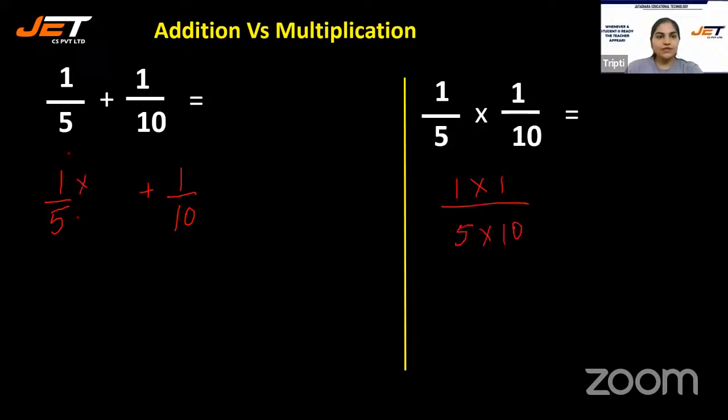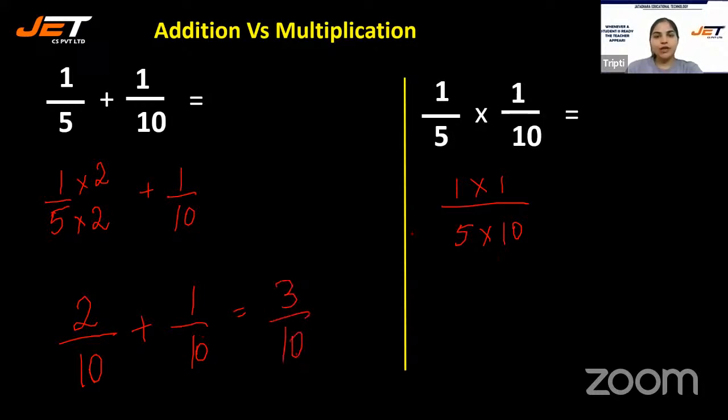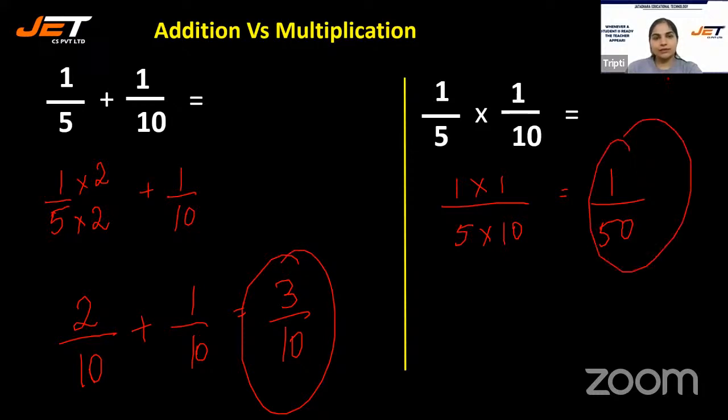So here I'm just changing the first fraction and making the denominator as 10. And how can I do that? 5 is there in the denominator. I can multiply it by 2, which will give me 1 times 2 is 2 and 5 times 2 is 10, plus 1 by 10. So 2 by 10 plus 1 by 10 is 3 by 10. And for the product, it's 1 times 1 is equal to 1 and 5 times 10 is 50. Sum is 3 by 10 and product is 1 by 50.